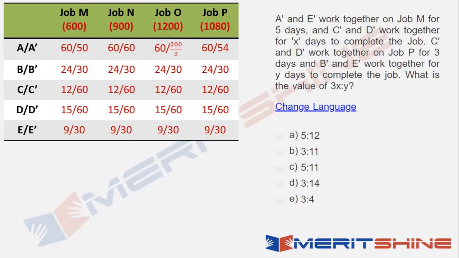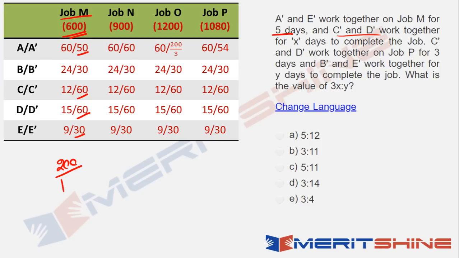Again a situation given: A dash, E dash work together on job M for 5 days. This is job M, 600 units. This is 50 for A dash and E dash is 30. So 50 plus 30, 80. They work for 5 days. 80 into 5, 400. So out of this 600, 400 gone. How much is left? 200. It says C dash, D dash work together for X days to complete the job. C dash, D dash is 60 plus 60, 120. So how much time would they take?